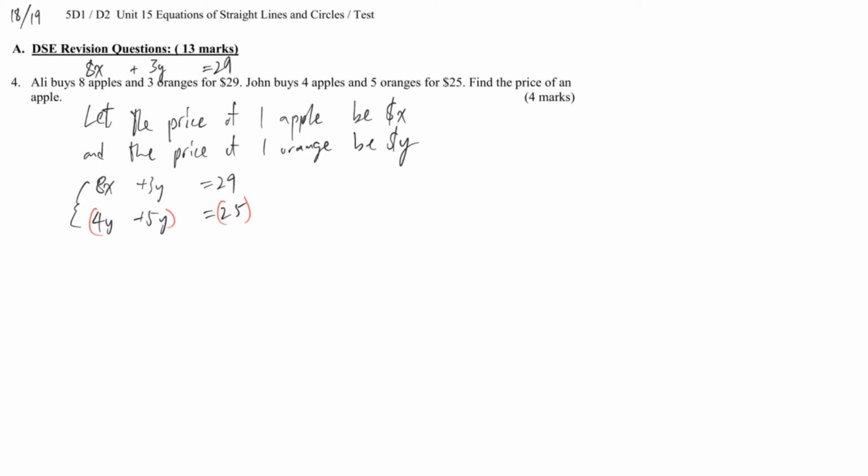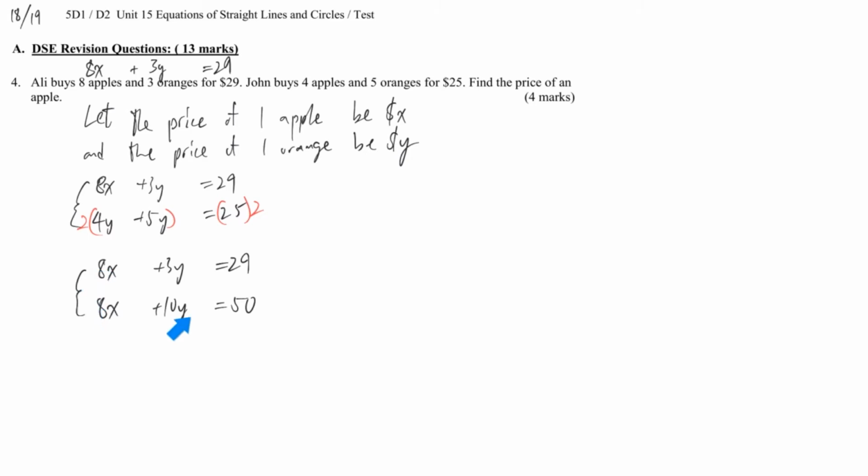Without changing values, I times both sides by 2. I try to times 2 because I know 4 times 2 will become 8x, which will create exactly the same term for elimination later on. So it's 8x plus 3y equal to 29. What about below? 2 times 4, 8x. 2 times 5, positive 10y, and equal to 50. We create exactly the same term, so we can subtract them, so that x will disappear after subtraction.